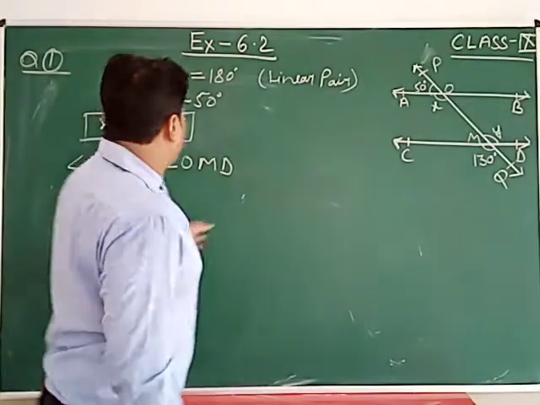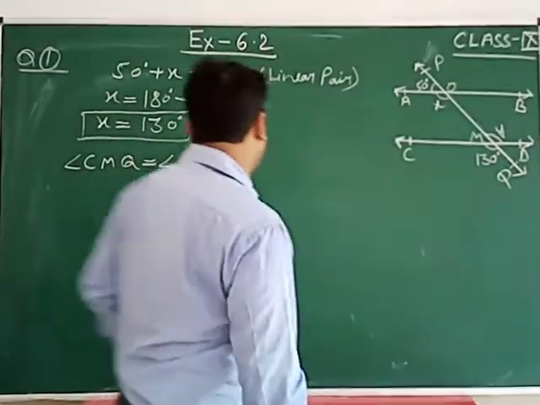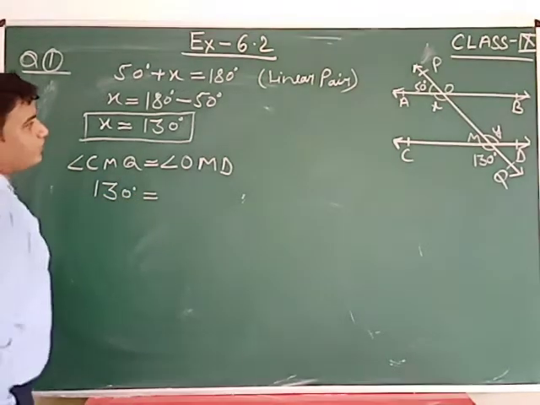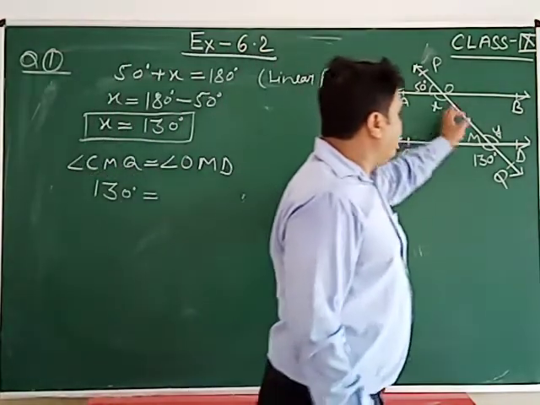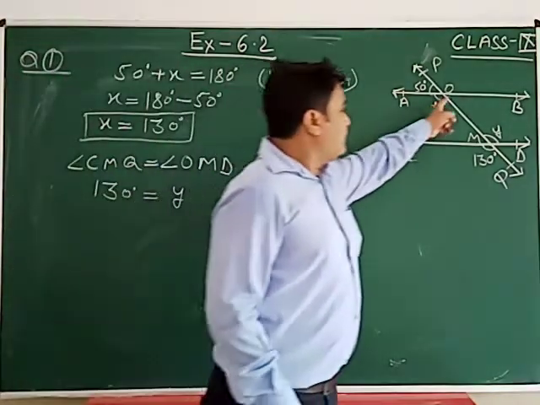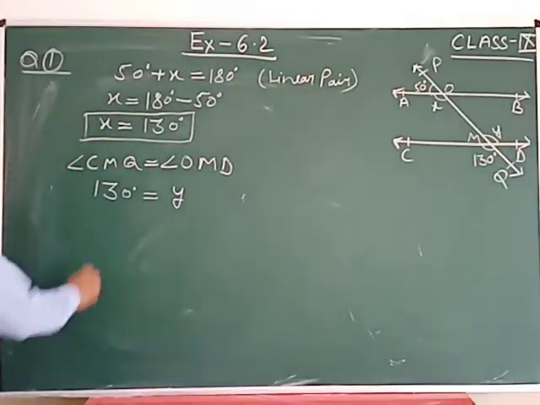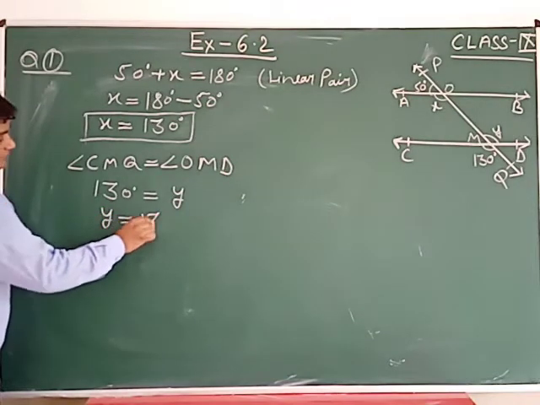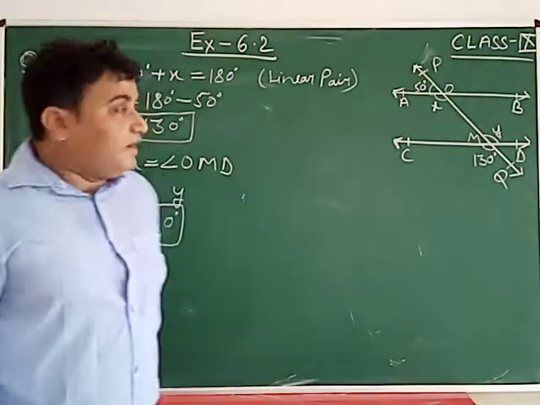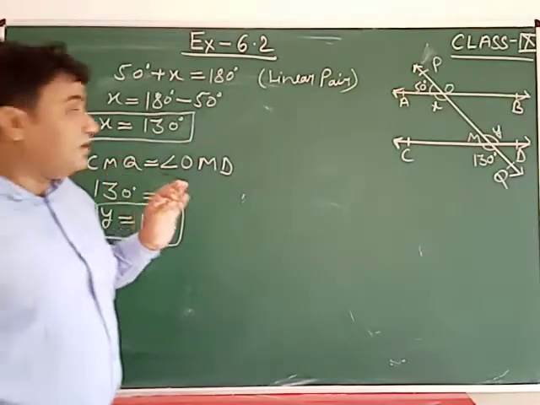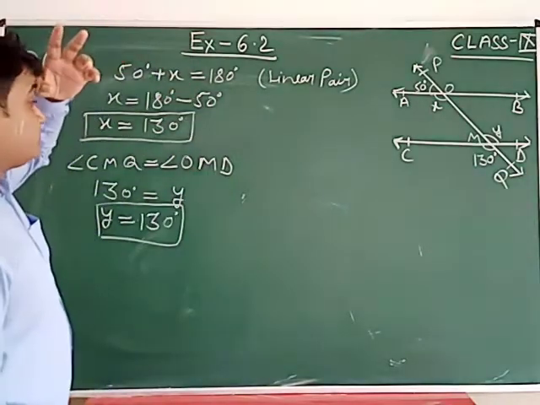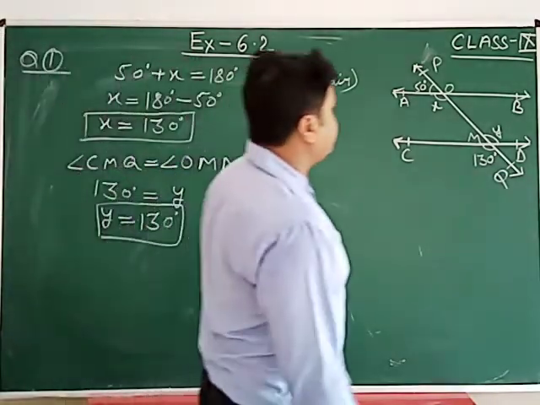CMQ is 130 degree, equal to OMD. OMD is y. So y equal to 130 degree. We have found the values of x and y, and now we have to prove AB parallel CD.